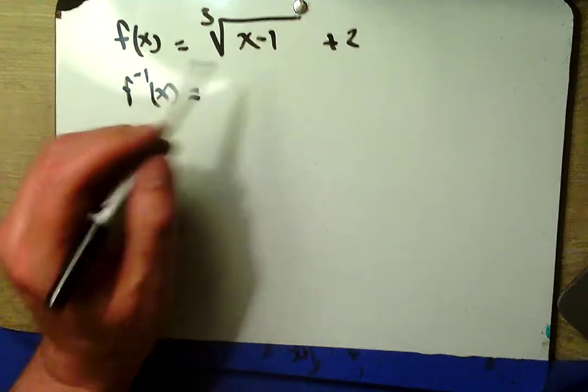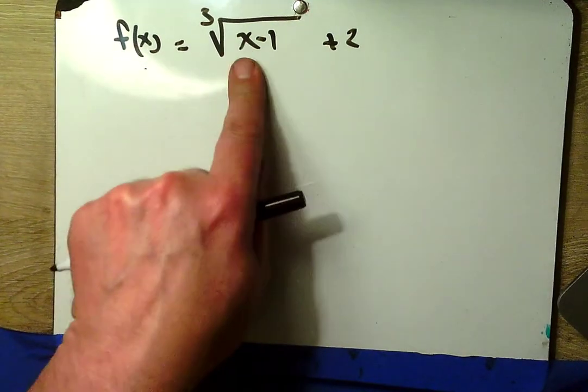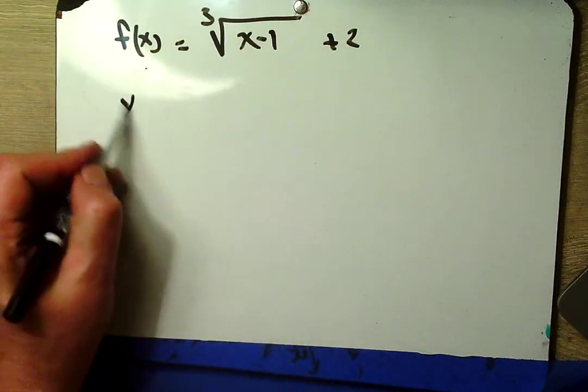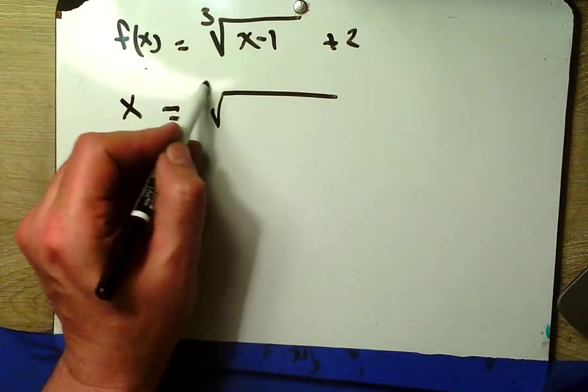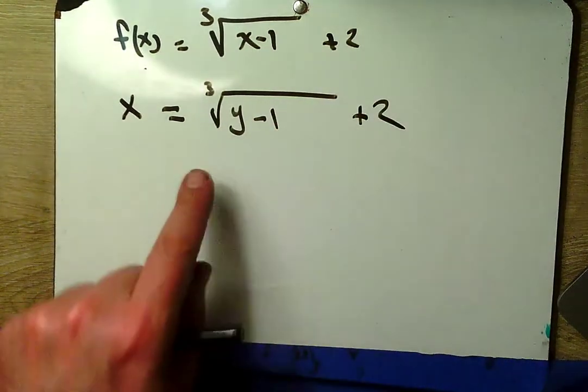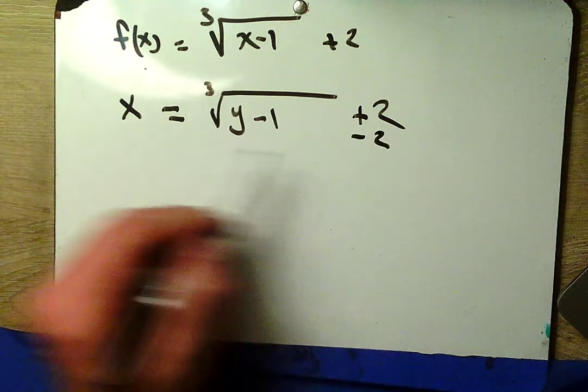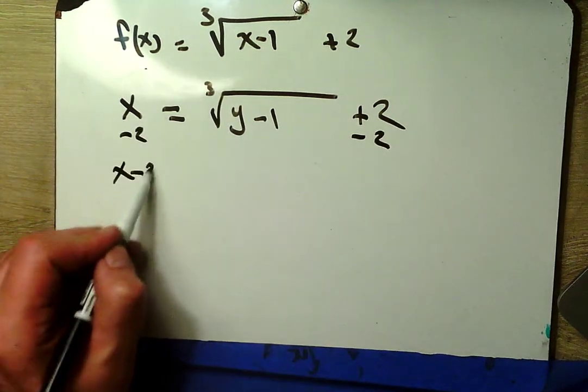Okay, so we said in order to make an inverse algebraically, I want to switch the x's and y's. So I'm going to have x equals cube root y minus 1 plus 2. And then the second part was, not only do I want to switch the x's and y's, but then I want to solve for y. So I'm going to subtract 2 from both sides.